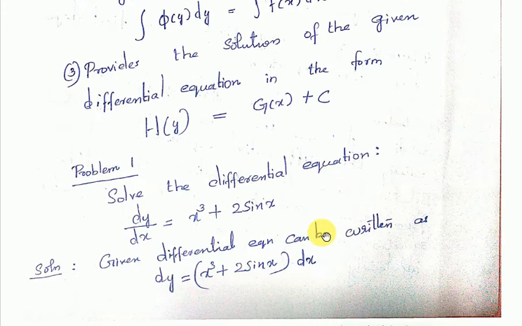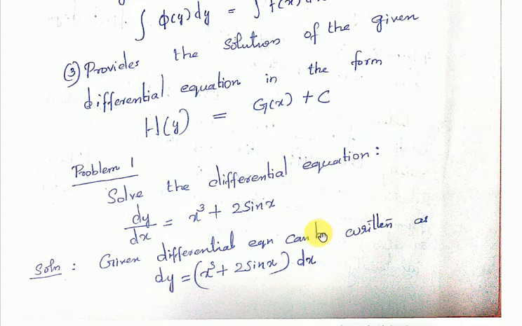So next we can consider the problem: solve the differential equation. Solving the differential equation means we have to find the solution. The method we are discussing here is the variable separable form. That is, we have to check whether we are able to write the given differential equation in variable separable form, that is, y variables to one side and x variables to the other side.